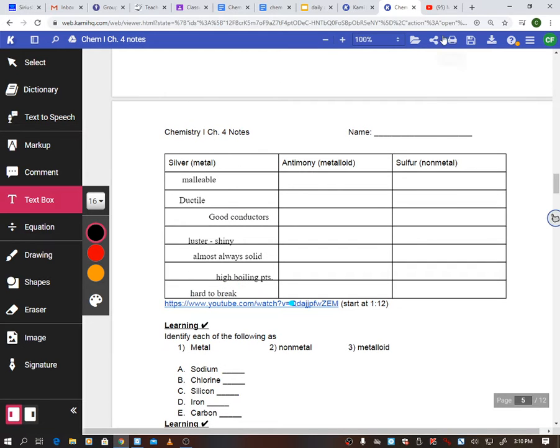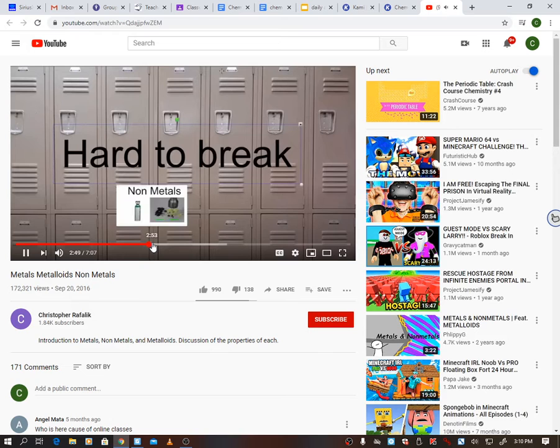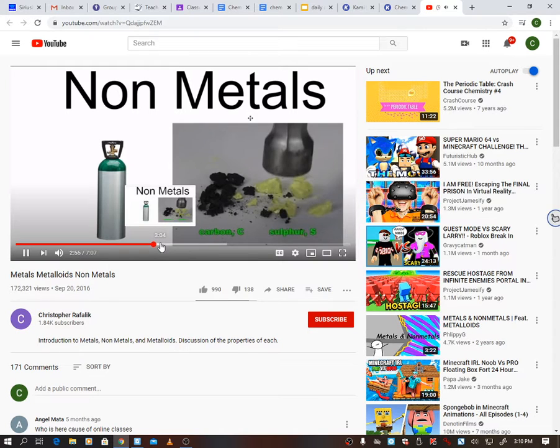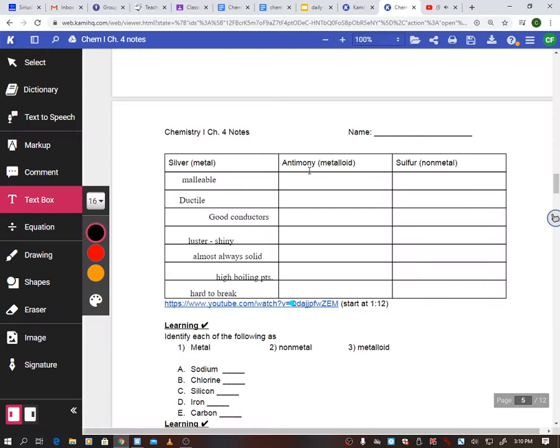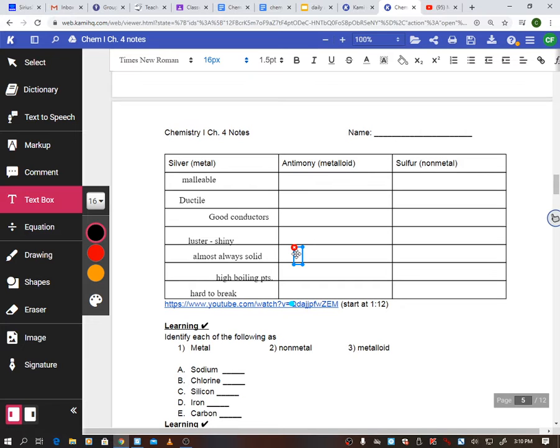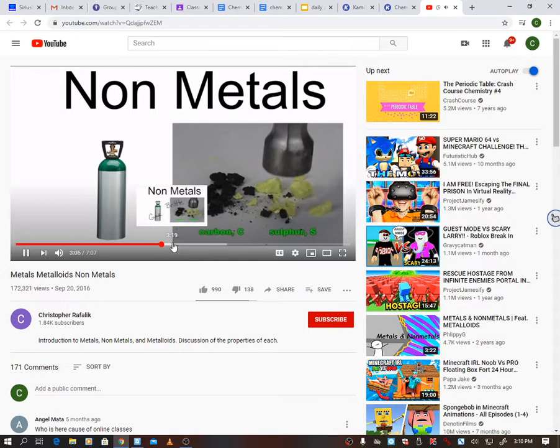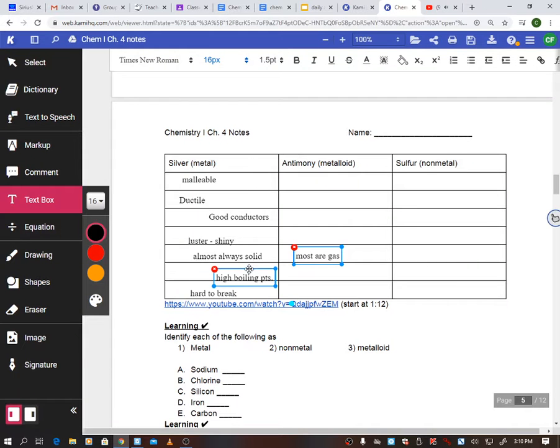All right, so now we're going to go over to our next one, our non-metals. So non-metals are the exact opposite of metals. While most of the metals are solid, most of the non-metals are gas. And so most are gas. I'm going to put that one here just so it matches up. And the ones that are solid, like sulfur and carbon here, they're very easy to break, right? So they're easy to break, so they are brittle.